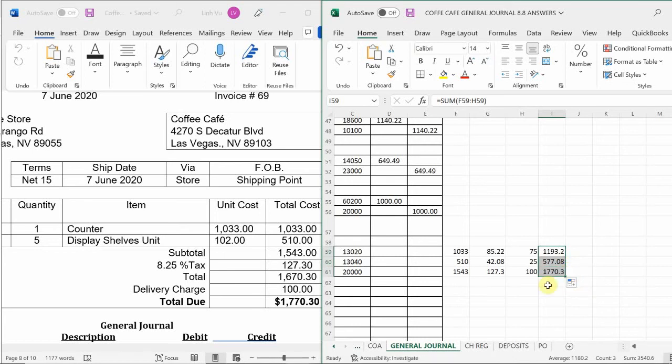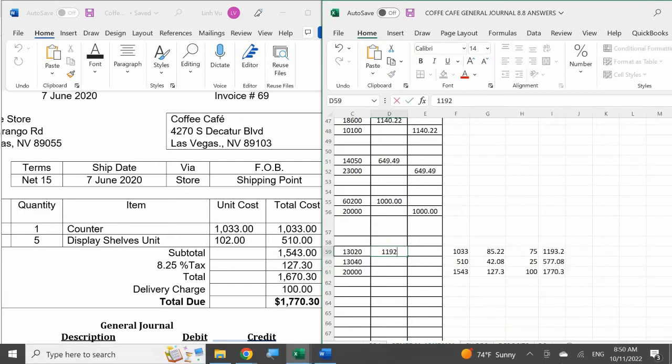So in this case, there you go. $17.70. In this case, everything panned out evenly. Okay? All right. So now we can go ahead and journalize my fixed asset. So that means my counter was $1,193.22, sorry, 22 cents. And then my display shelves is $577.08, giving me that grand total of that 1,000.